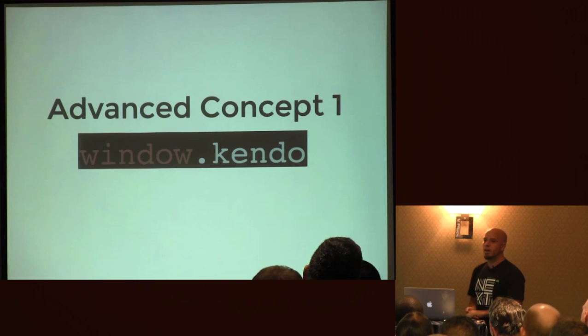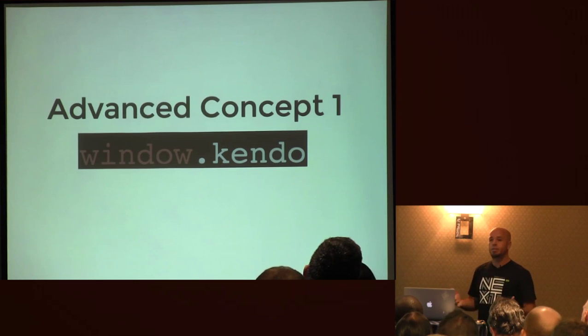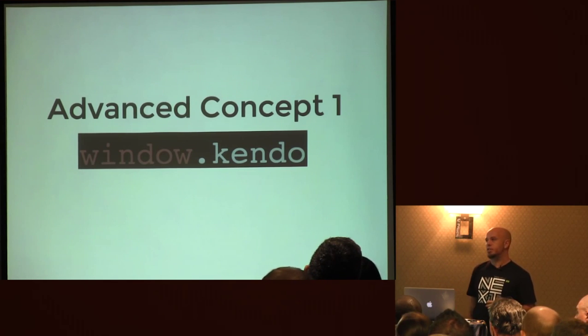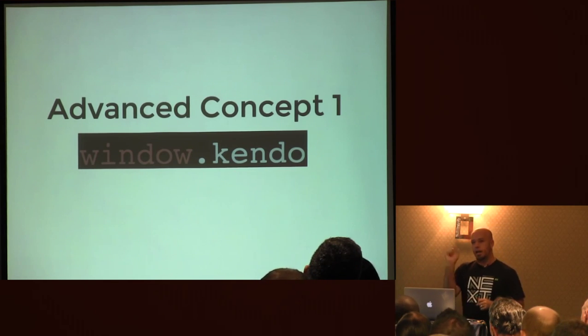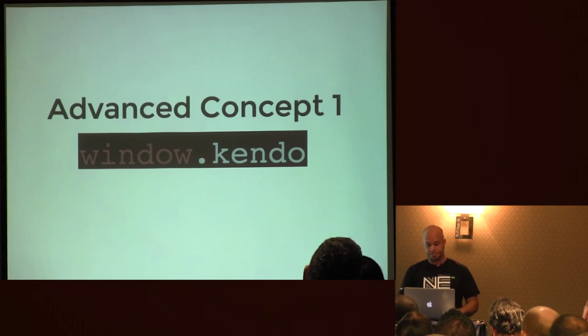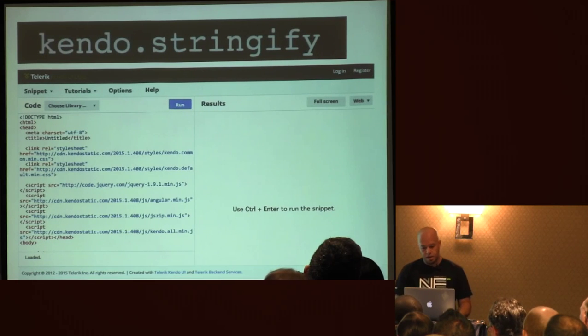But the first one that I want to talk about is the Kendo object that is on the window, right? So this is essentially, when you have jQuery, you have a $ sign or you have a jQuery object on the window. We're talking about Kendo UI. Kendo is that object on the window where everything originates. So let's take a look at that.